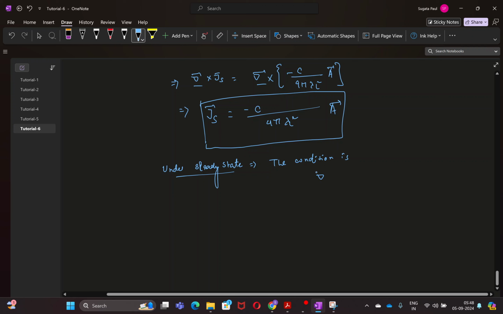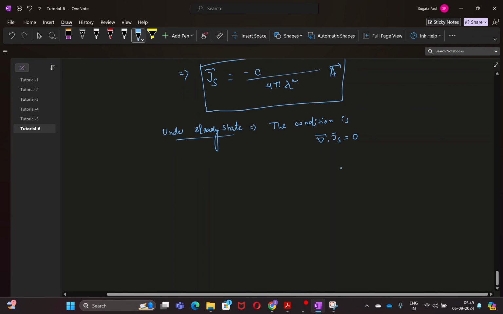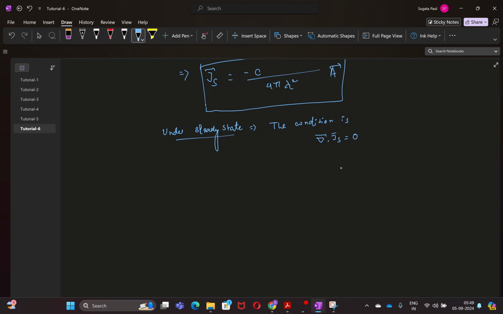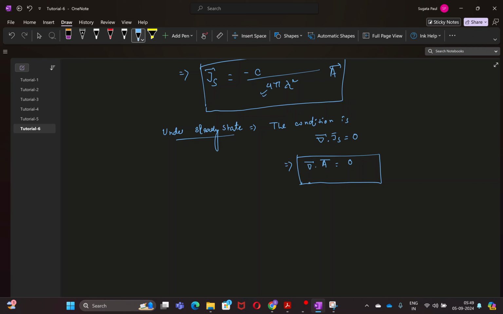The condition becomes, because it's the condition of steady state that we have said that it will not have any variance under steady state. So that is why the superconducting current density, if we take a divergence of that quantity, it will be equal to 0. Then because this front part is a constant, this only leads us to divergence of A equal to 0. So this is the condition we end up with, that divergence of Js equals 0.